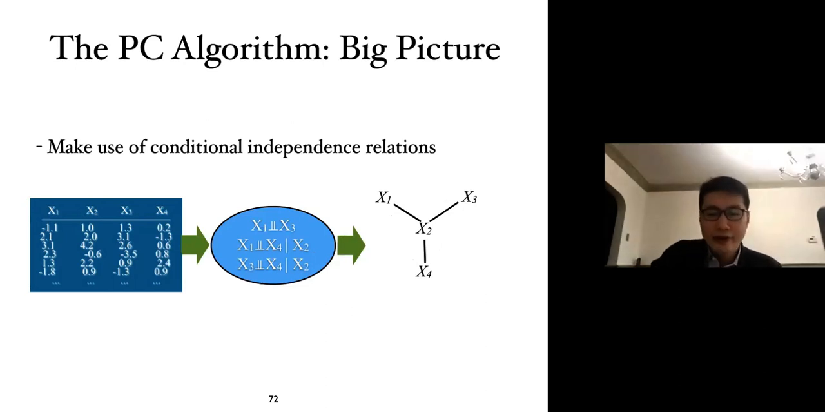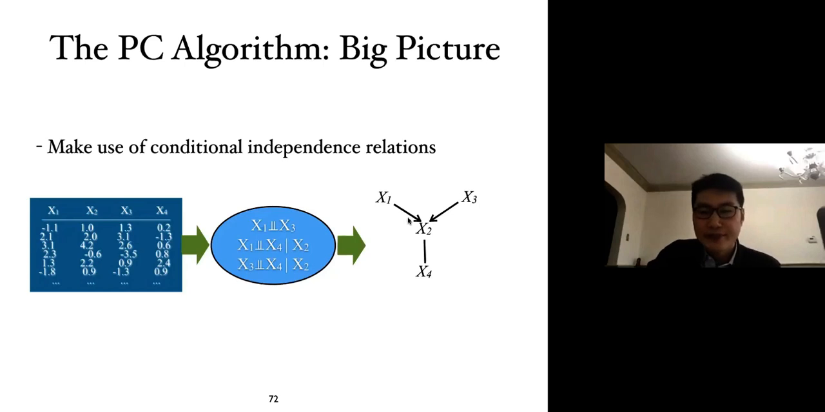And then we can find that x1, x3, and x2 form a V structure because x1 and x3 are independent, and they are not conditionally independent given x2. So they are independent given something else. And then we know this is the V structure. And then we can go further by making use of the first rule.